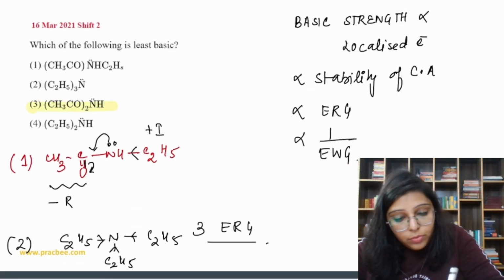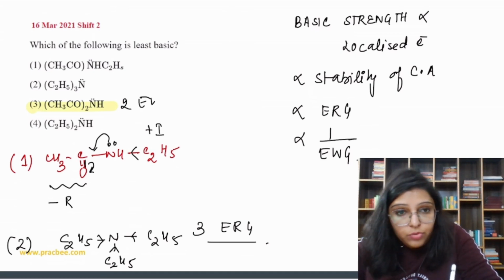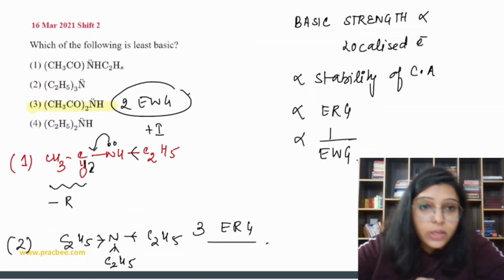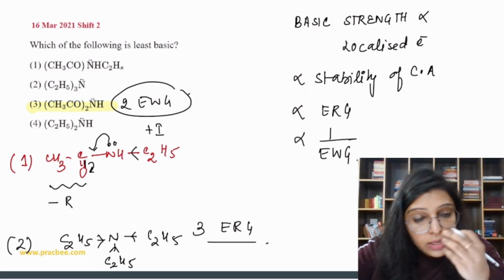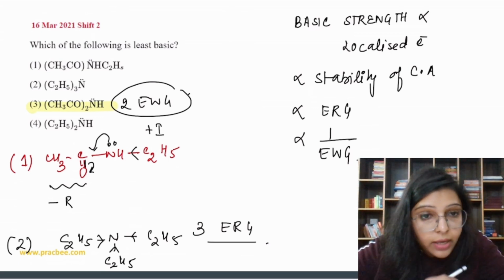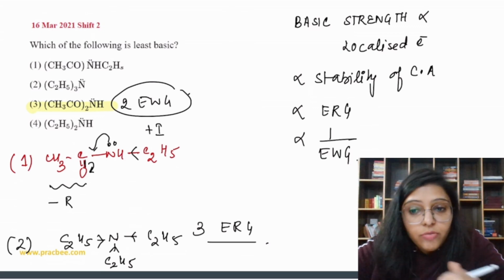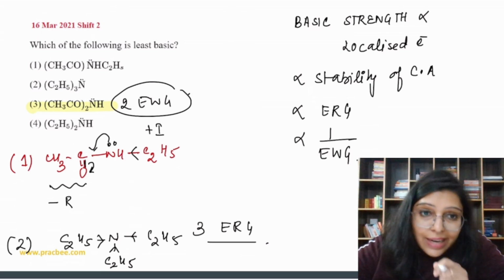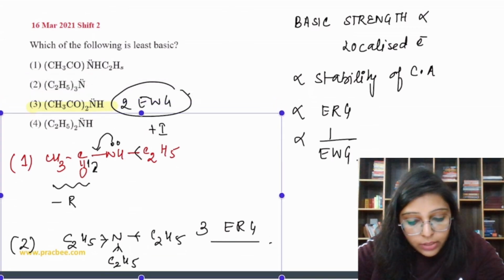Option number 3, due to the presence of 2 electron withdrawing groups. Okay, with 2 electron withdrawing groups, the electrons present on nitrogen are not available for donation and they are not available for bond formation with H plus, right? So option 3 is going to be the correct answer. Now moving on to the next question.